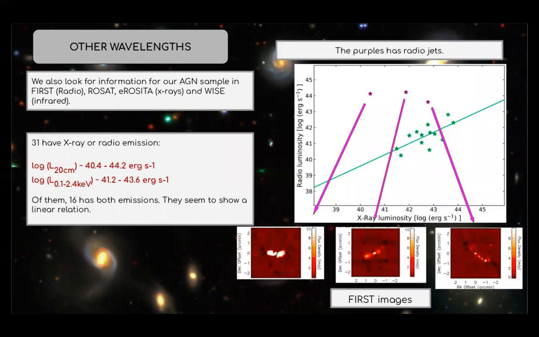We also look for information on our AGN sample in FIRST, ROSAT, and WISE. 31 of our sample have X-ray or radio emission, but only 16 of them have both emissions. They seem to show a linear relation. We also found that 3 of our sample have radio jets, and I show you how they look in the FIRST survey.